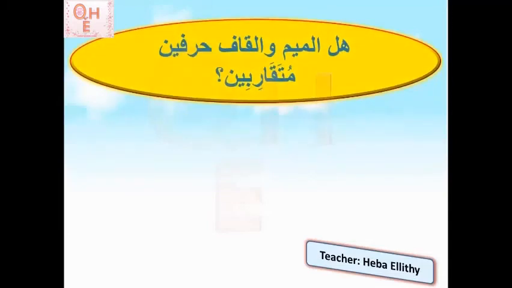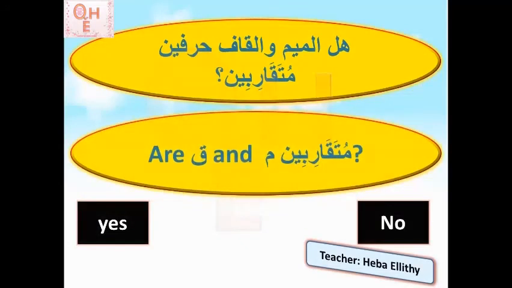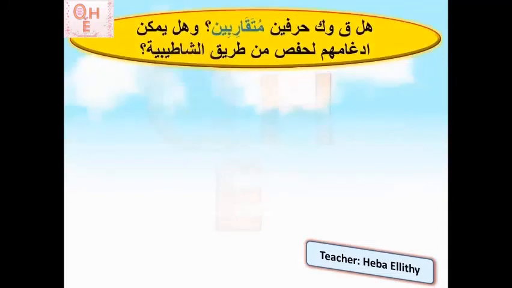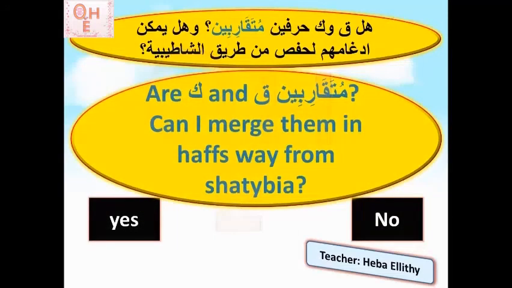And you have a question here: هل ميم والقاف حرفين متقاربين? Yes or no? What's the question in English? Are قاف and ميم متقاربين, neighbors? Write the answer in the comment. Another question for you. هل قاف وكاف حرفين متقاربين؟ وهل يمكن إدغامهم لحفص من طريق الشاطبية؟ Are كاف and قاف متقاربين, neighbors? Can I merge them in Hafs' way from شاطبية in all the words? In all the words? Yes or no?